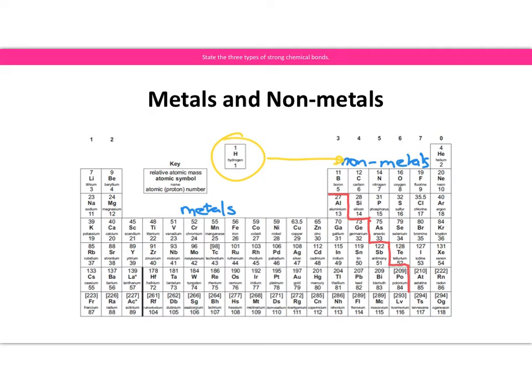And then everything else, so the majority of the periodic table, maybe two-thirds or more, all of this here, these are metals. And when we start looking at substances, chemical substances, knowing the elements that make those substances up, knowing whether they're non-metals or metals, is going to be absolutely fundamental.